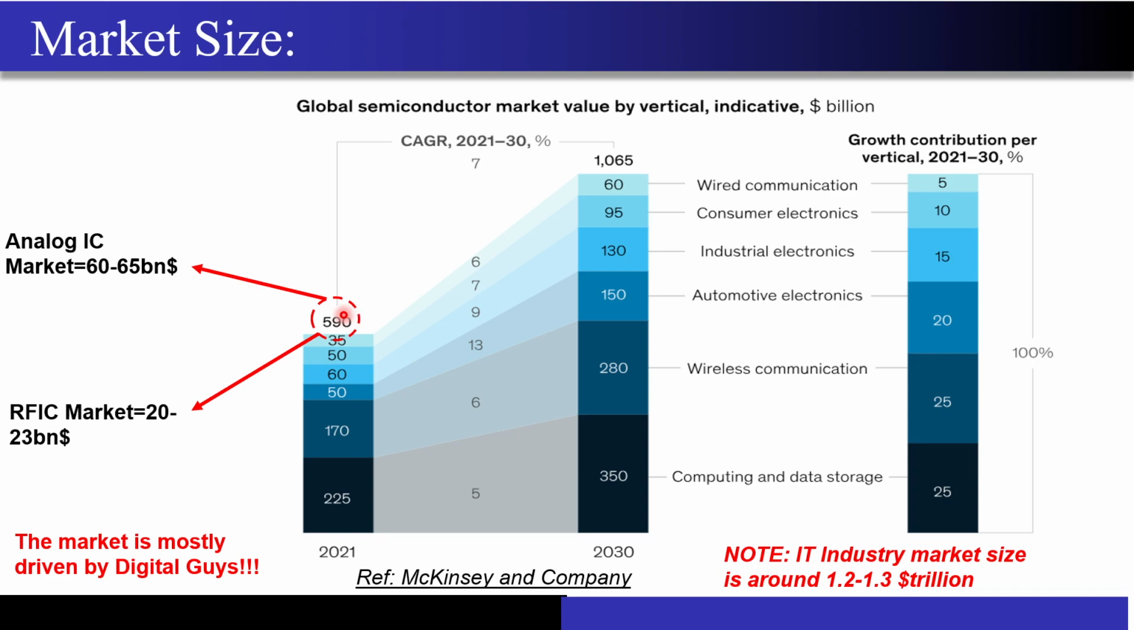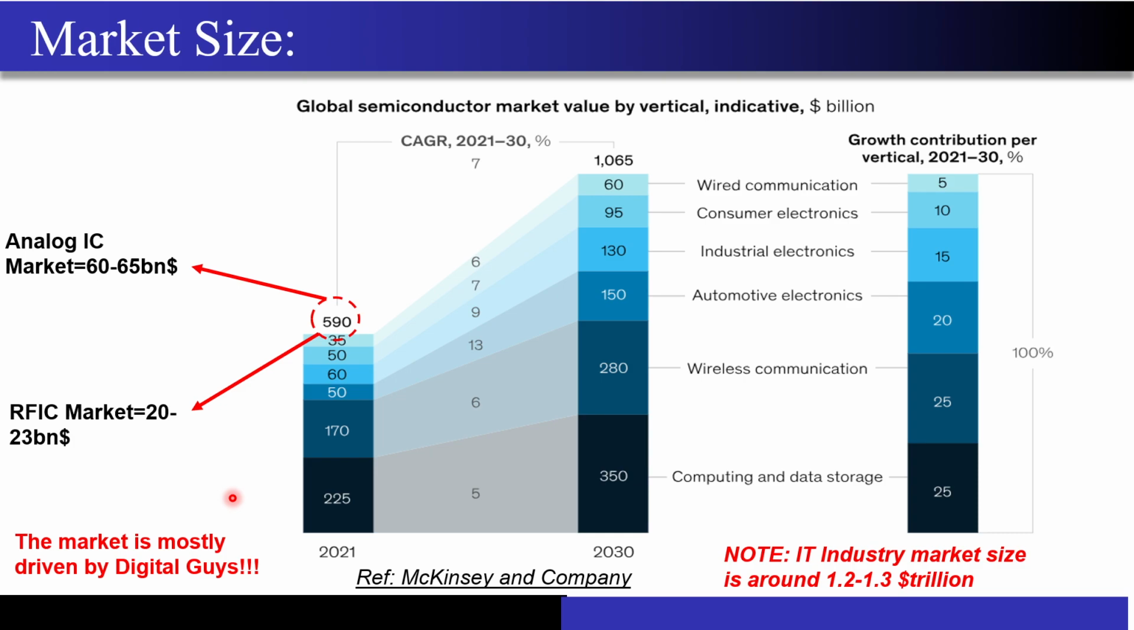Now, out of this $590 billion, only 60 to 65 billion dollars of the market belongs to analog ICs, and around 20 to 23 billion dollars belongs to RFIC. So at least from this diagram, it is very much clear that the market is not driven by the analog as well as the RFIC guys, right? The market is completely driven by the digital guys. So digital guys will dictate the need for what they want exactly. The foundry will work accordingly.